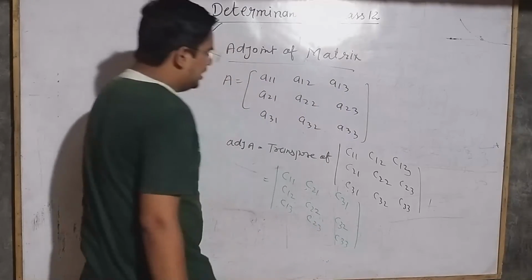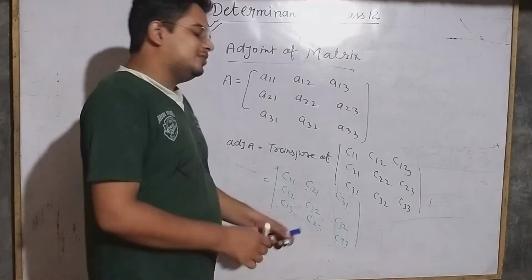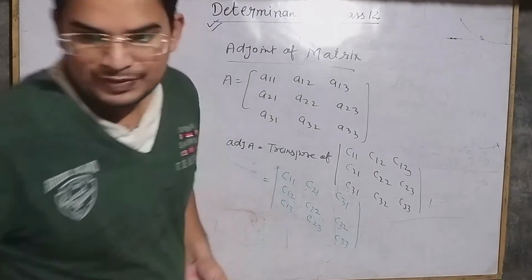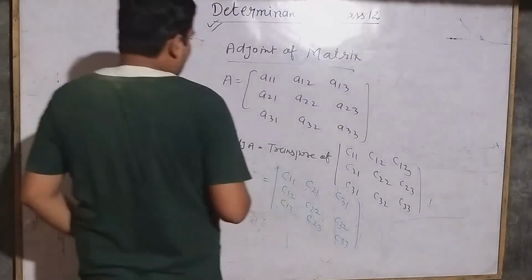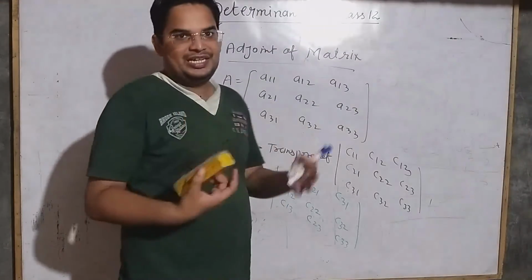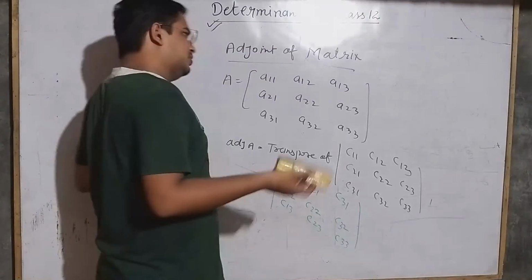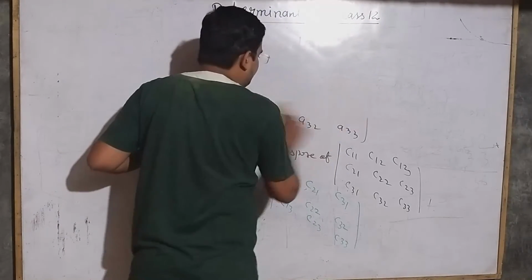Let me explain this with the help of one example. I will explain how to find the adjoint of any matrix. Okay, look at this. Stay tuned.